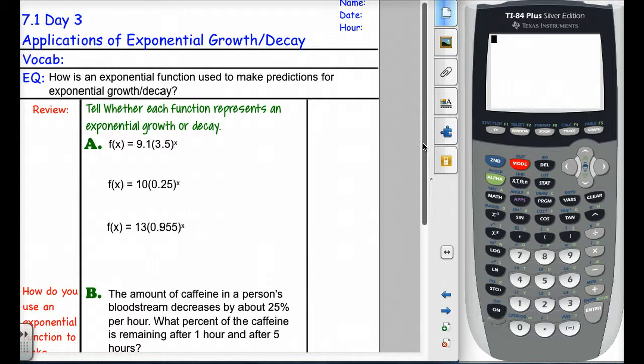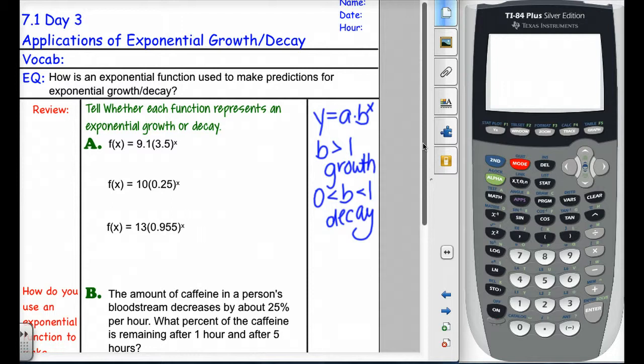All right, let's check this. Knowing that our equation is y equals a times b to the x, and we had said yesterday if b is greater than 1, that means growth, and if b is between 0 and 1, that means decay. That being said, b here is 3.5, that is bigger than 1, so it's growth. Then 0.25 is less than 1, so this is decay. And 0.955 is also less than 1, so this one is also decay.